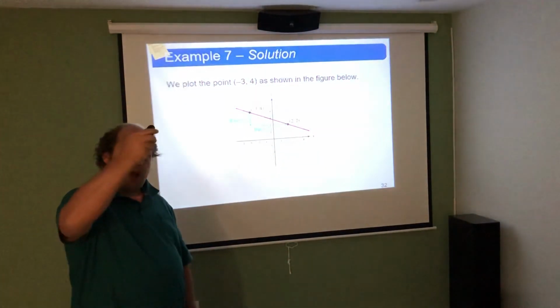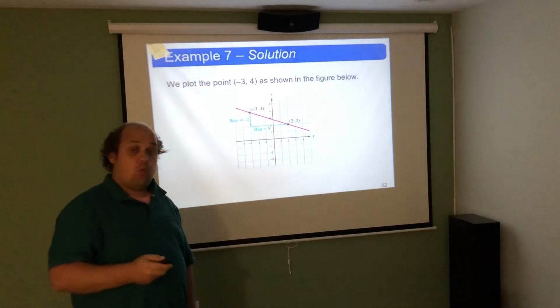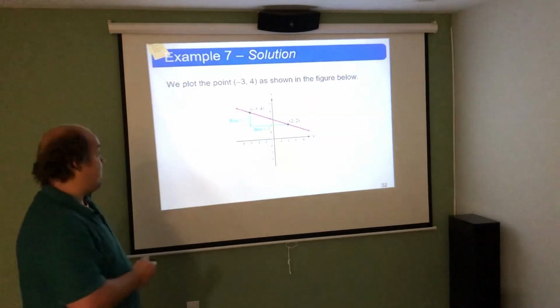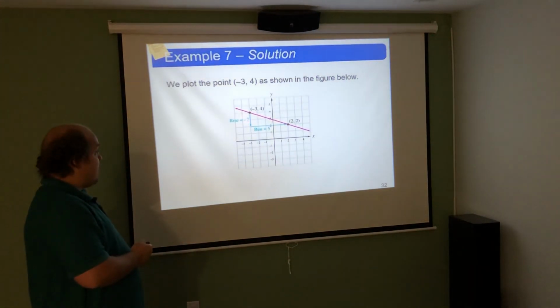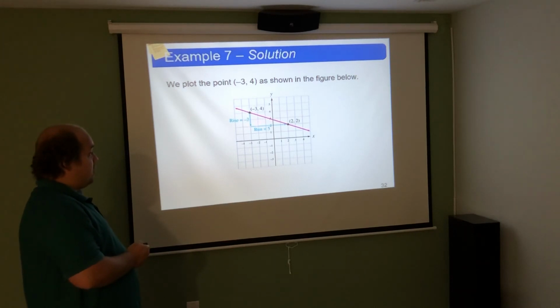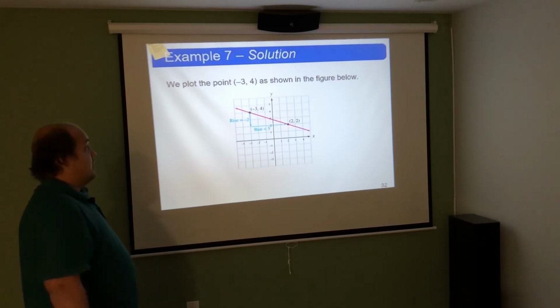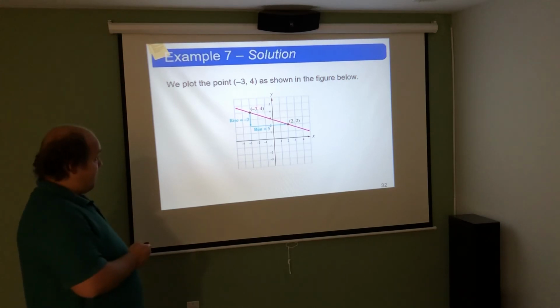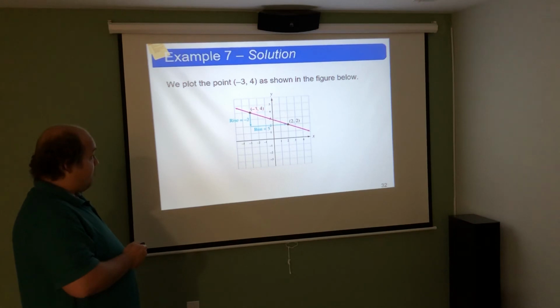That means we're going to rise by going down 2. We're going to run by going right 5. So here's the rise, down 1, down 2. Here's the run to the right, 1, 2, 3, 4, 5. That means that from our original point, negative 3, 4, we've moved 5 to the right. 5 to the right of negative 3 is 2. We've moved 2 down. 2 down from 4 is 2.